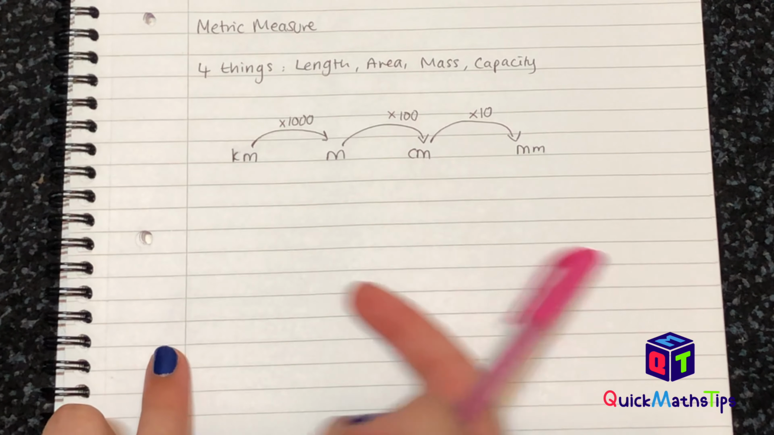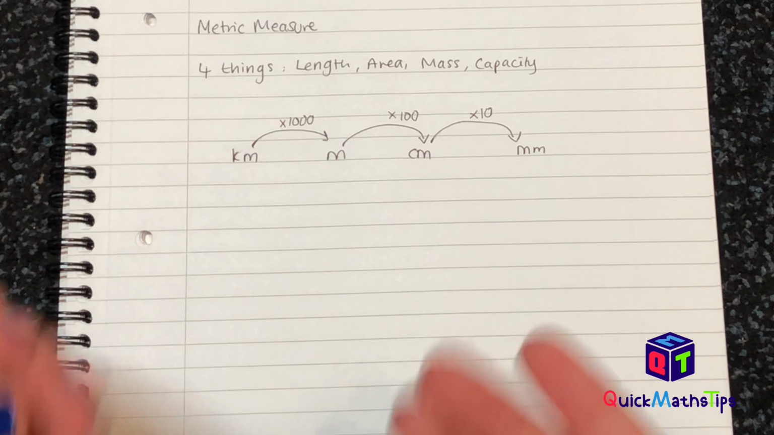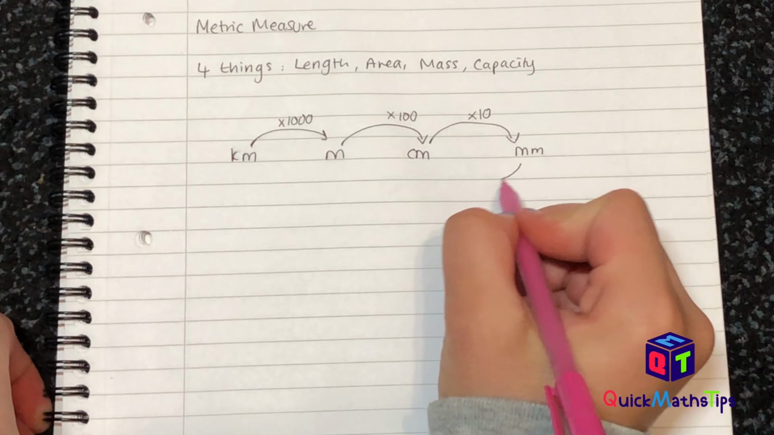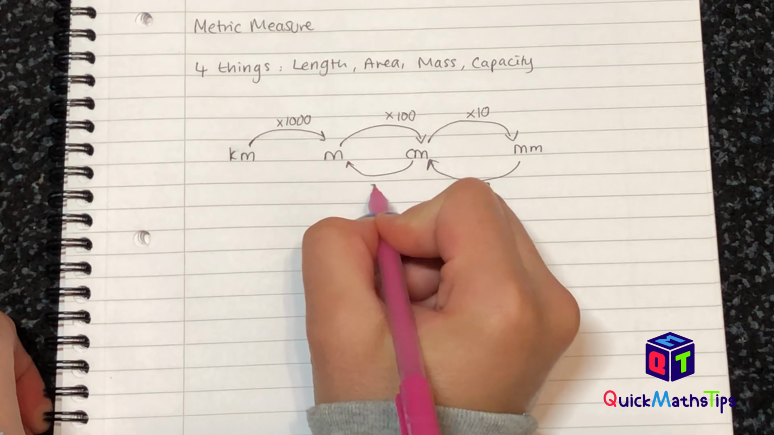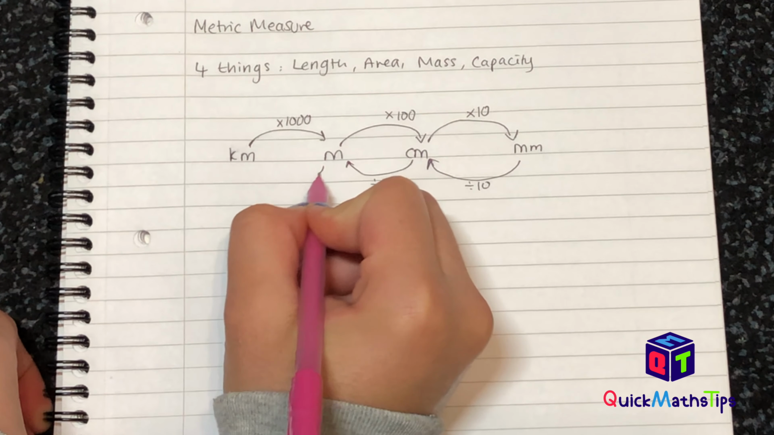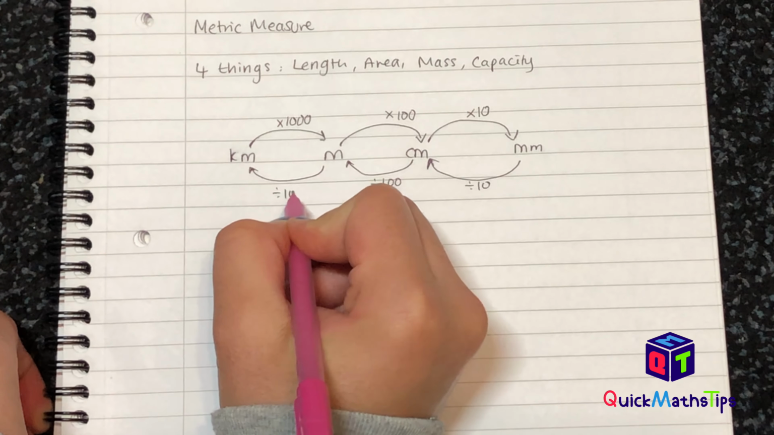Okay? How about if we're going the other way around? Now, if you're going the other way around, you just do the opposite. So from millimeters to centimeters, you divide by 10. From centimeters to meters, you divide by 100. And from meters to kilometers, you divide by 1,000.